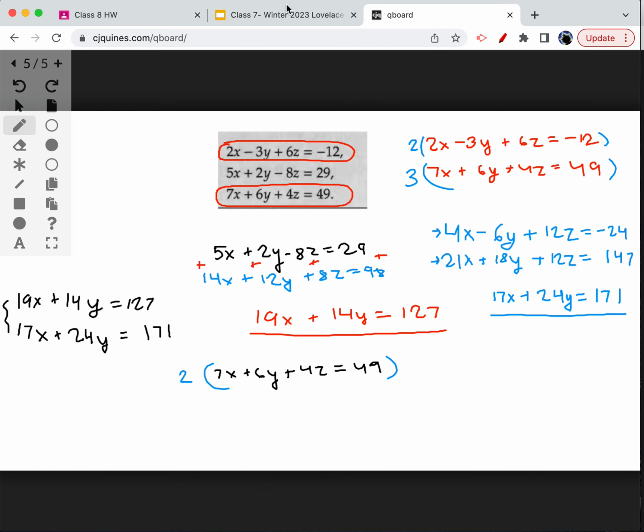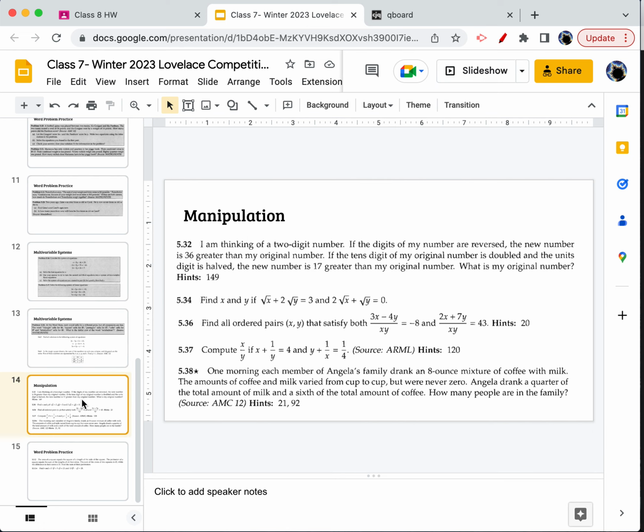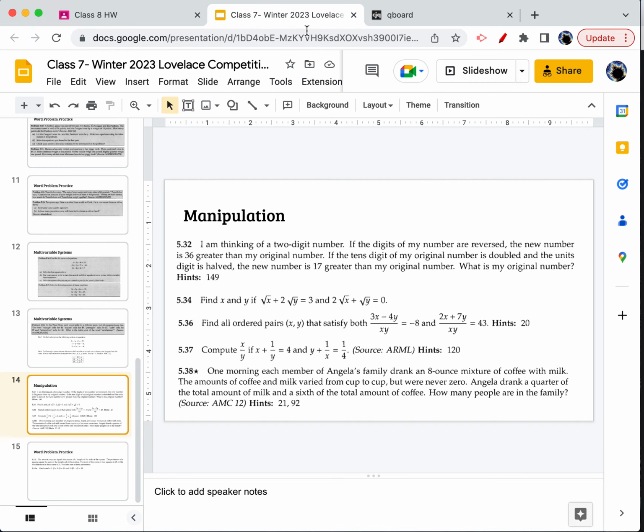No? Okay. So we'll just go over a quick word problem before we end class today. So let's look at 5.34.